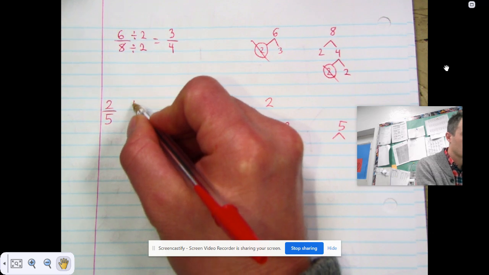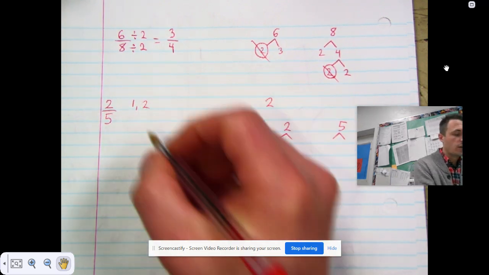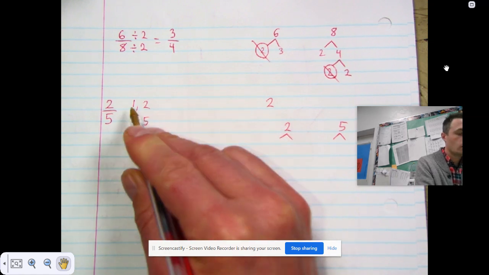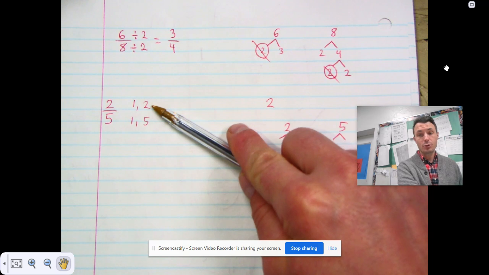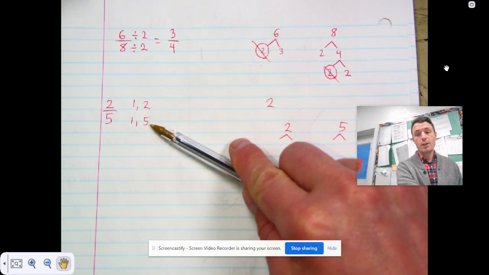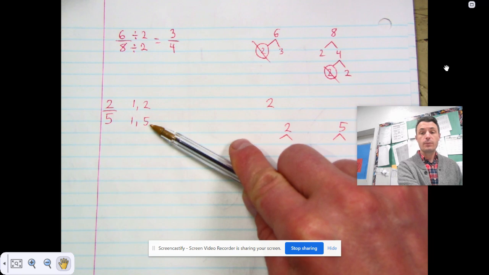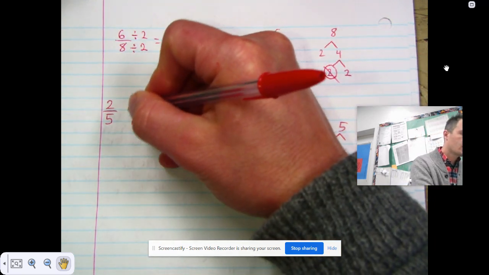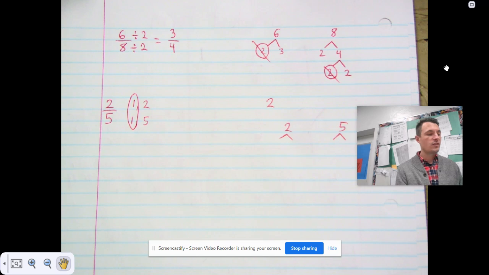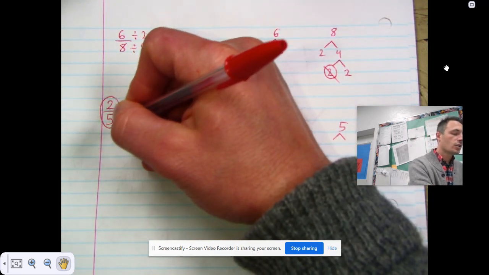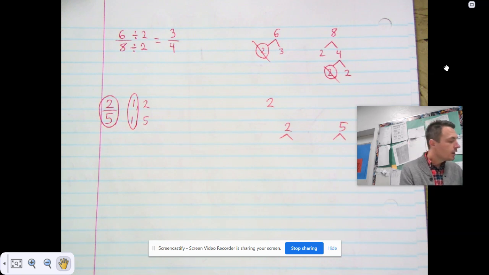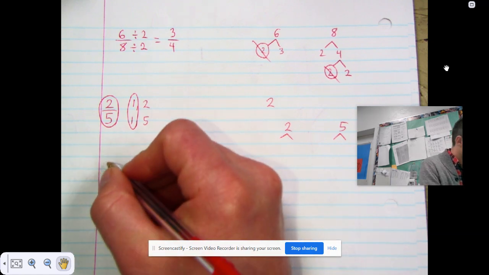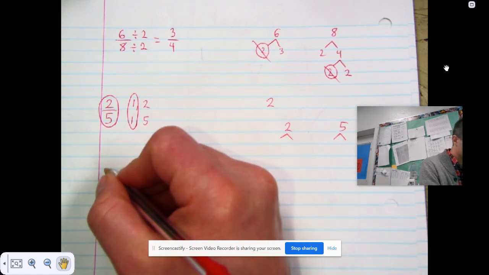See, all the factors of 2 are 1 and 2. All the factors of 5 are 1 and 5, because 1 times 2 equals 2, 1 times 5 equals 5. Nothing else can be multiplied together to equal 2. Nothing else can be multiplied together to equal 5, except 1 times 5. So that means the greatest common factor is 1. And when the greatest common factor is 1, the fraction's already in simplest form. So you can't put 2/5 in simplest form because it already is in simplest form. Let's do another one. Let's do 6/10.